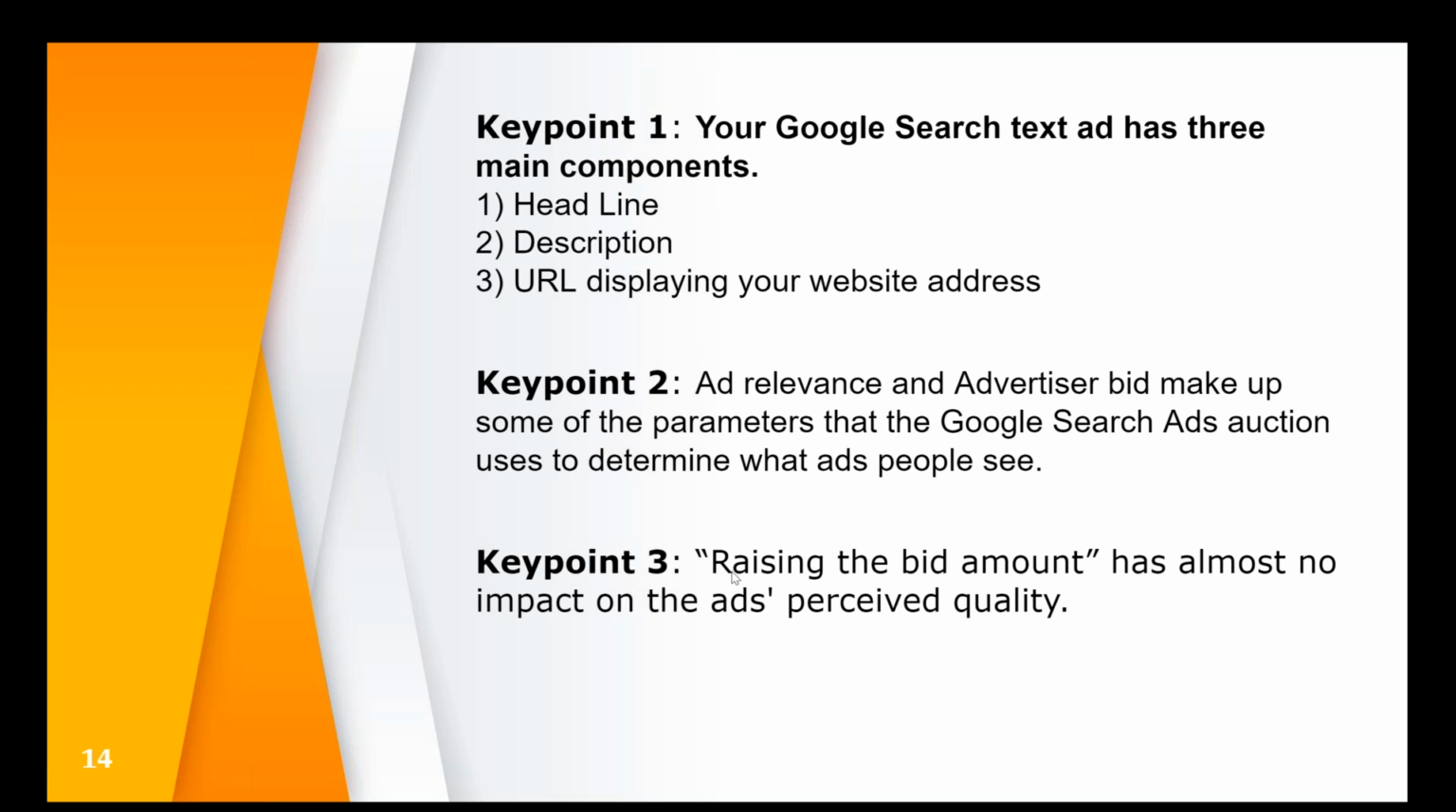Key point number 3: raising the bid amount has almost no impact on the ad's perceived quality. So if Google doesn't like your ad, you cannot fix that by bidding more. You should do more split testing and come up with an ad that has a high click-through rate, and because it gets a high click-through rate, it gets a higher quality score.